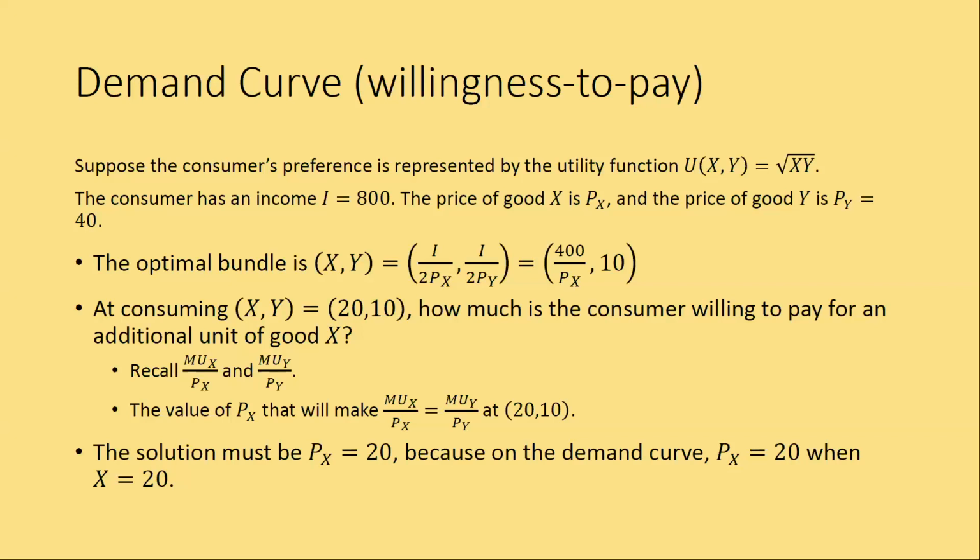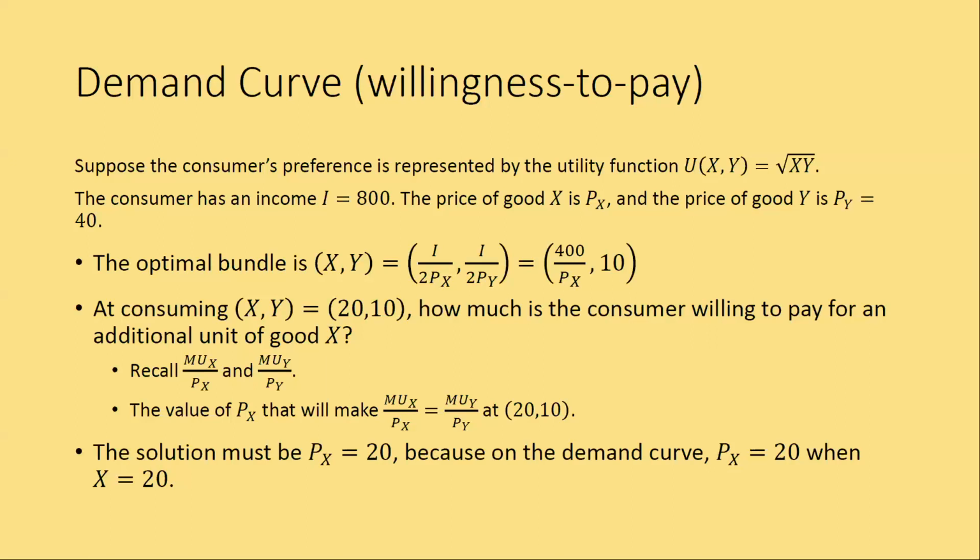So previously we were looking for the point where the equation holds, and we were taking PX and PY as given. Now we are looking for a value of the price of good X. The amount that the consumer is willing to pay for an additional unit of good X is basically the price of good X. So we are looking for the value of PX that will make those two expressions equal at the point of 20 and 10.